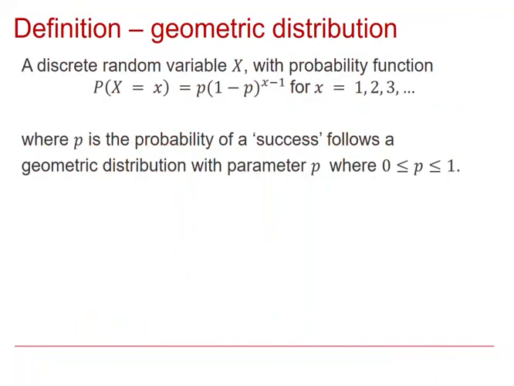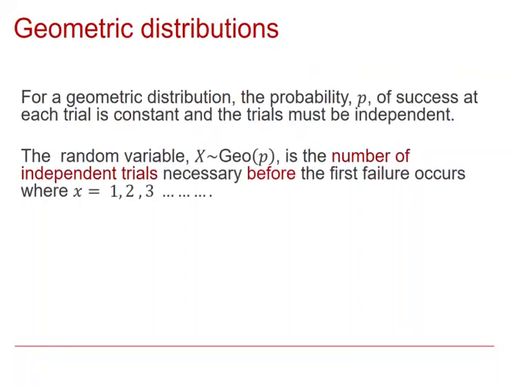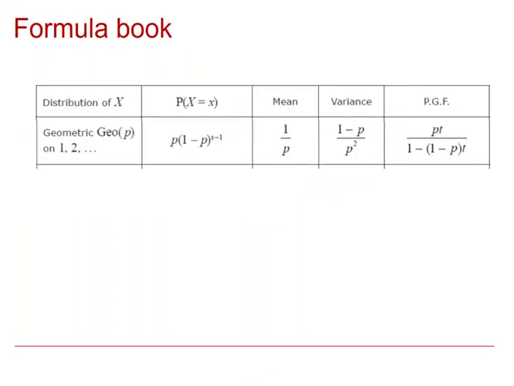This slide just reminds you of the definition of the geometric distribution and gives the probability function. And this slide just reminds you of the definition of the random variable x, where x is distributed geometrically. And a quick reminder that both the probability distribution, the mean and the variance are given to you in the formula book.